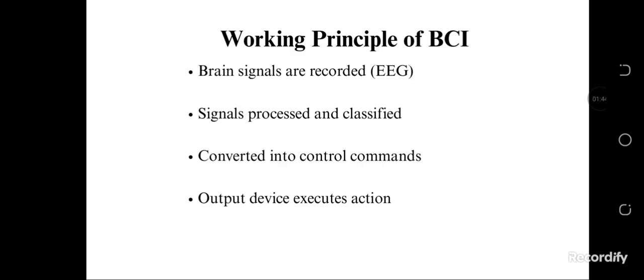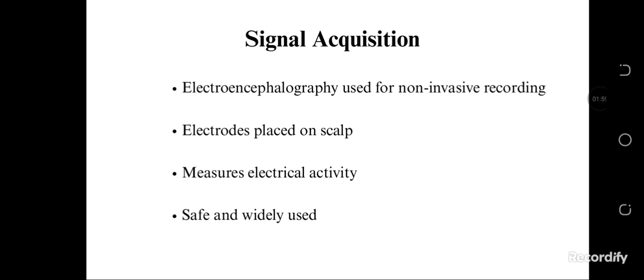Next, we see the working principle of BCI systems. The brain signals are recorded from the EEG, and the signals are processed and classified. They are then converted into control commands. The output devices execute the actions.